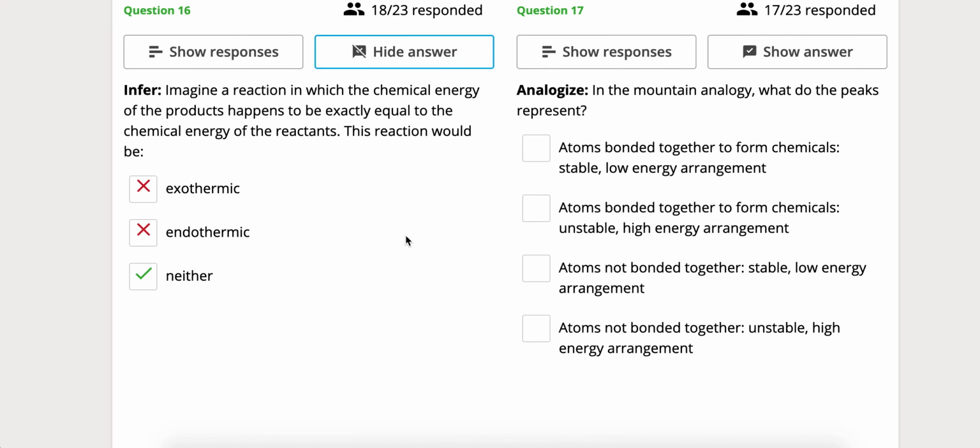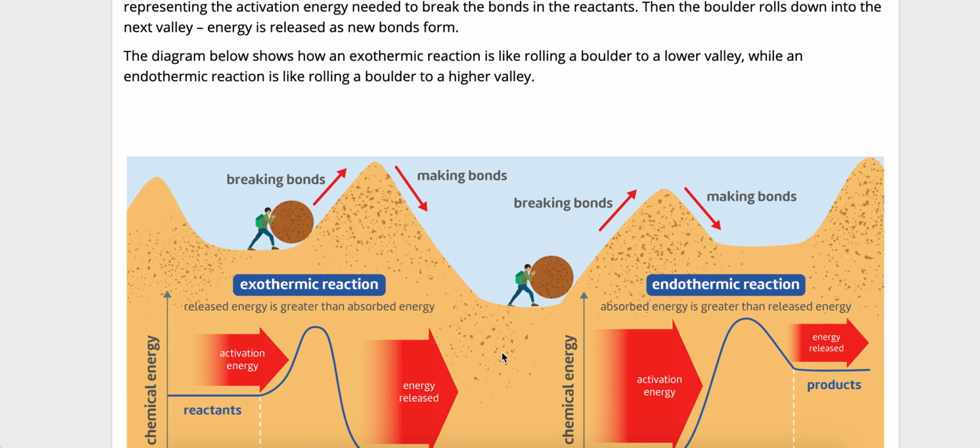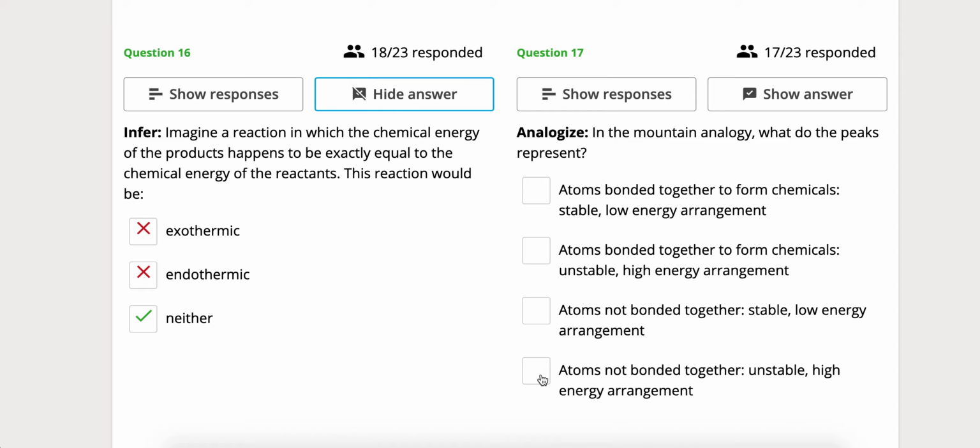For question 17, in that mountain analogy, what do the peaks represent? From the info that we are given in this paragraph and what we see in this diagram, what we can say is that the answer would be D. The atoms are not bonded together. They're an unstable, high energy arrangement. So, at the graph peaks, the chemical bonds of the reactants have broken, but new bonds have not yet formed. So the atoms are not bound and have high chemical energy.